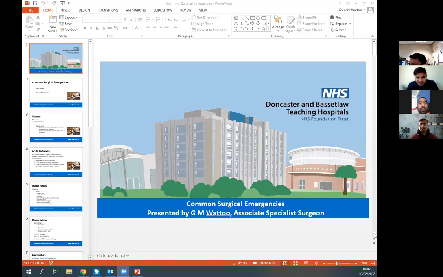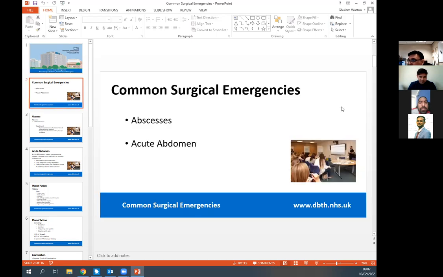I just want to share about the common surgical emergencies which we normally come across in A&E in everyday practice. These are the two main things we come across in A&E almost every day: one is abscesses and one is abdominal pain. I'll briefly touch on both of these one by one.